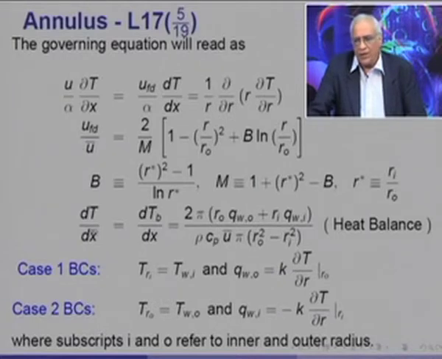Only thing is dT dx here will be dT bulk by dx, and that would be equal to 2 pi r o q wall o plus r i q wall i divided by rho c p u bar pi r o squared minus r i squared. We can have two types of boundary conditions. In the first case, outside wall is heated. So, q wall o is given equal to k dT by dr at r o, and at the inner radius r i we have T w i. On the other hand, we can also have a case in which the inner heat flux is given and the outer wall temperature is T w o.